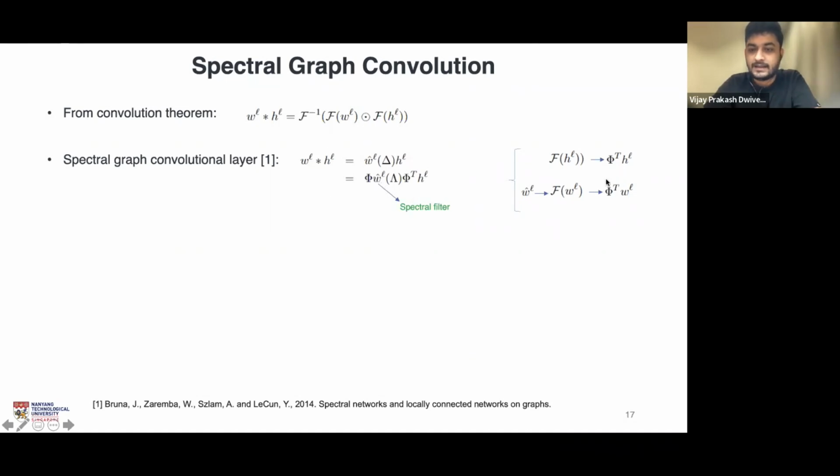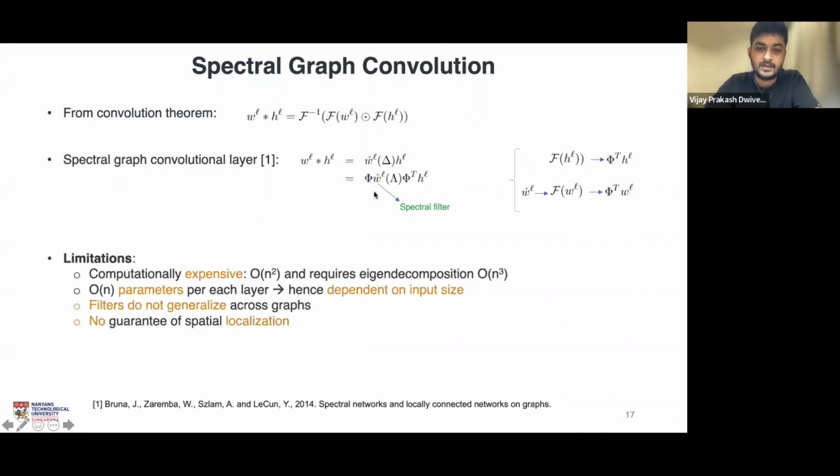The W hat is basically the Fourier transform of W, which is this, and phi transpose H_L is the Fourier transform of H_L. By this definition, we arrive at a spectral convolution definition, and this was the first spectral graph convolution proposed, in 2015. It was an attempt to generalize the convolution in the spectral domain on graphs.